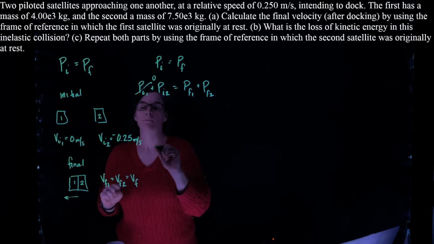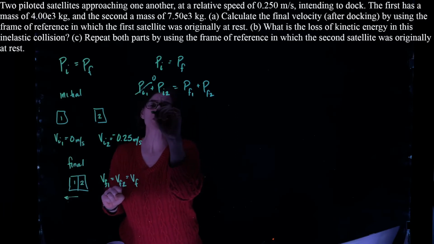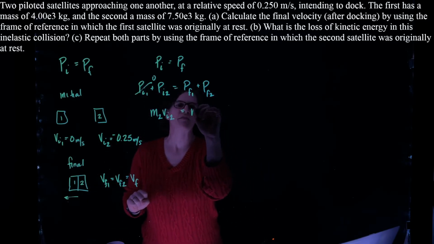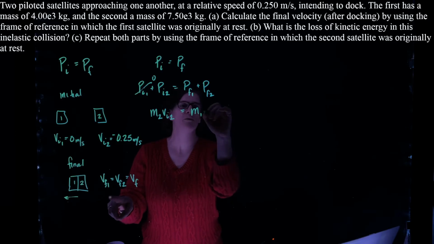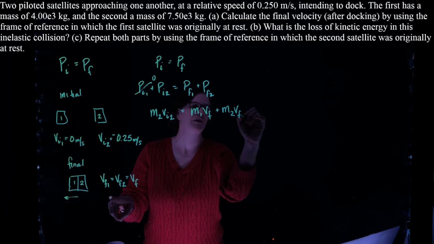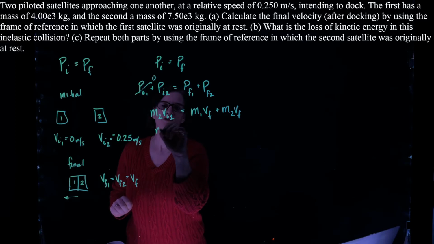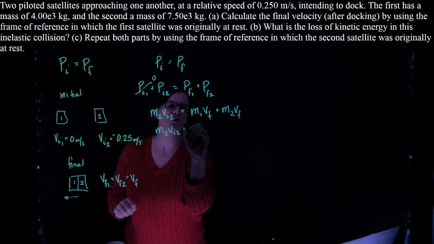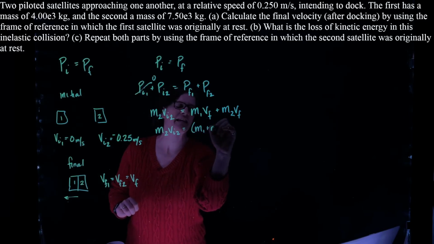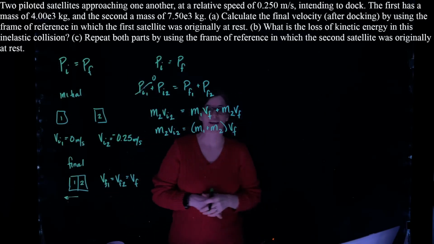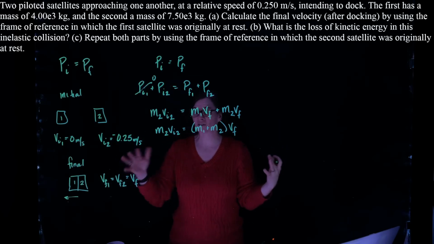So for object 2, we have mass 2 times initial velocity of 2, which is our momentum of object 2 initially. Then we have mass 1 times V final, plus mass 2 times V final also, since it's V final 2. So I have mass 2 V initial 2 equals mass 1 plus mass 2 times V final, just to show you that in an inelastic collision we can combine these two together and solve for that final velocity. All right, so we have all the information we need.